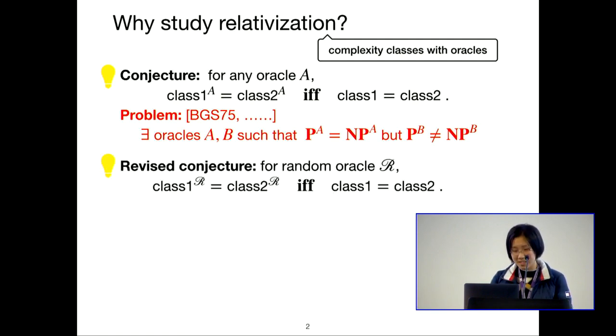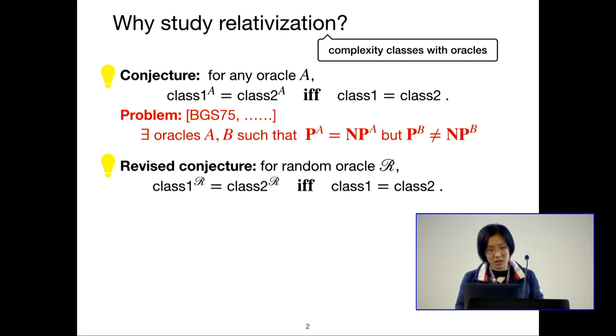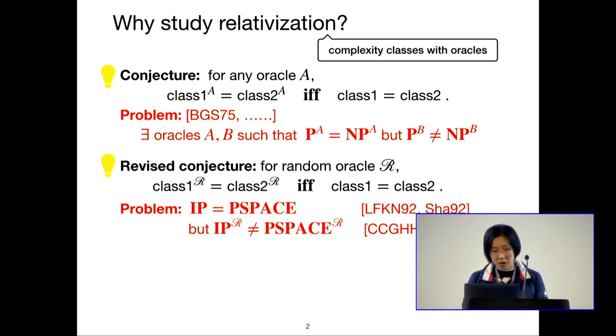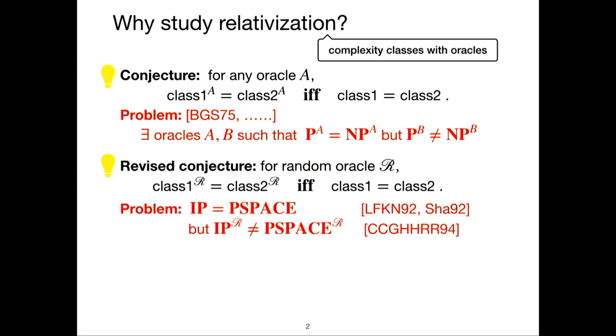So people revised this conjecture and now focus on the random oracle. The conjecture now becomes that relative to the random oracle, the relationship between classes would hopefully be consistent with the unrelativized counterparts. And this turns out also to be false. We know that in the unrelativized world, IP is equal to PSPACE. However, relative to the random oracle, IP is not equal to PSPACE.